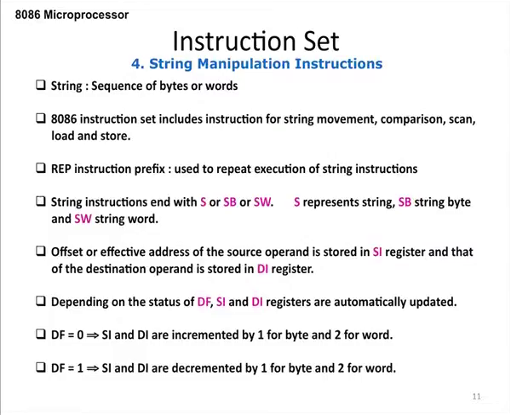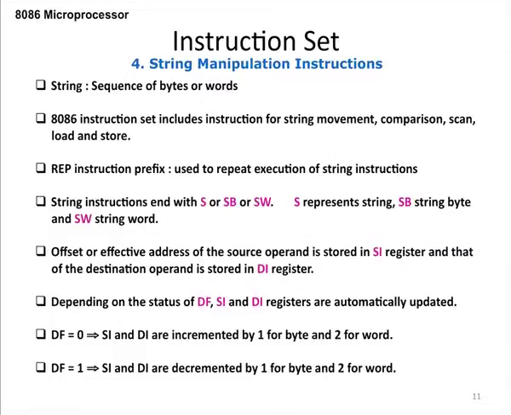A repeat instruction prefix is used to repeat the execution of string instructions. The string instructions end with S or SB or SW. S represents the string, SB represents the string byte, that is 8-bit operation, and SW represents the string word, that is the 16-bit operation. The offset or the effective address of the source operand is stored in the SI register, and that of the destination operand is stored in the DI register.